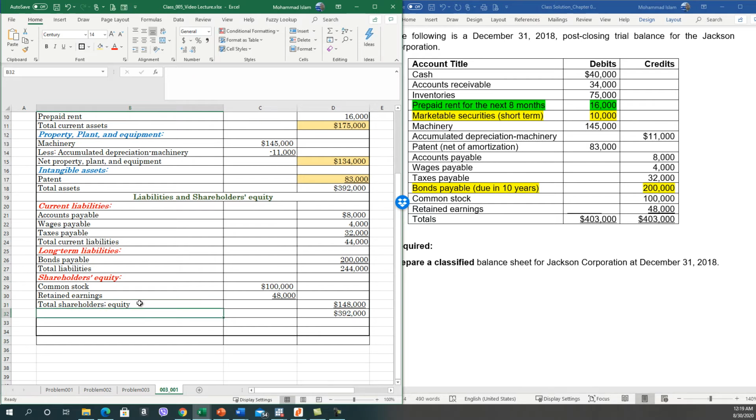And this is going to be our total liabilities and shareholders equity. So we have this one. Let me use the double line. And for total assets, we should use the double line.